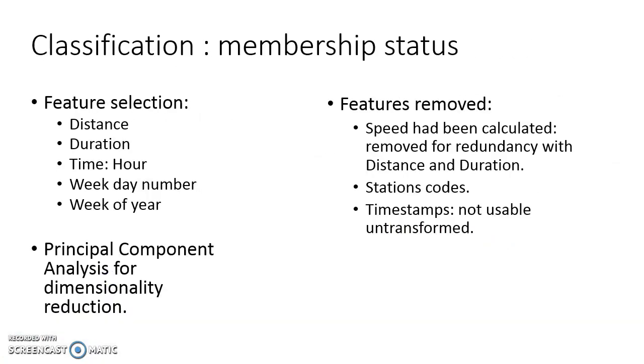For the classification, the features that were selected were the distance, the duration of the trip, also the time the trip started, the weekday number, and as well the week number for the year. We used principal component analysis for dimensionality reduction, and we removed some features. For example, we had initially calculated the speed, but it's highly redundant with the distance and the duration of the trip, so that was removed. Also, the station codes were removed, and the timestamp columns, for example.